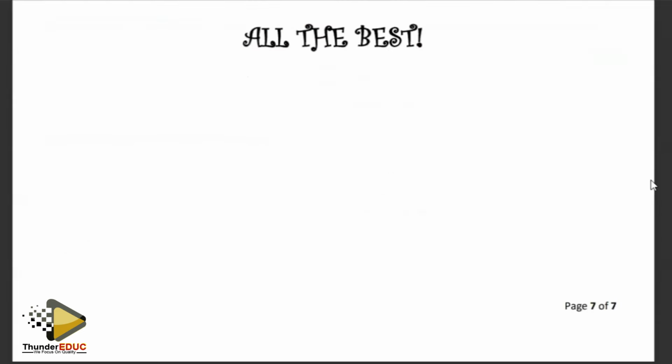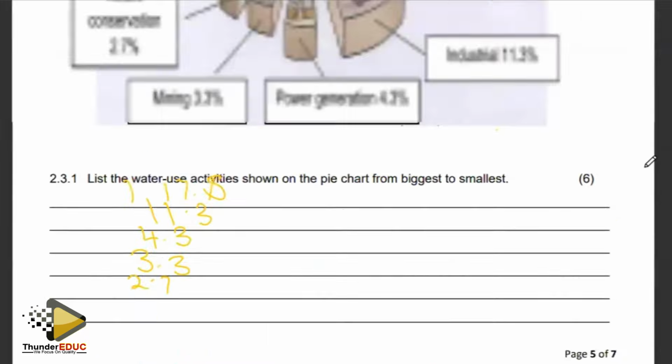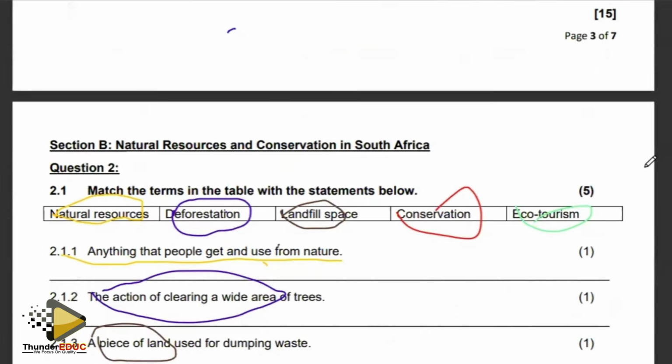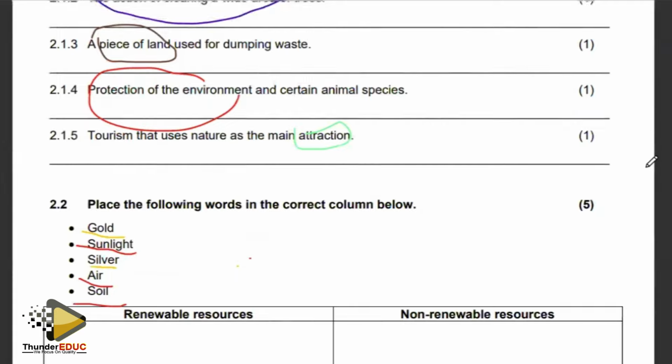All right, that was out of 35, so meaning your paper there is out of 50. Good luck.